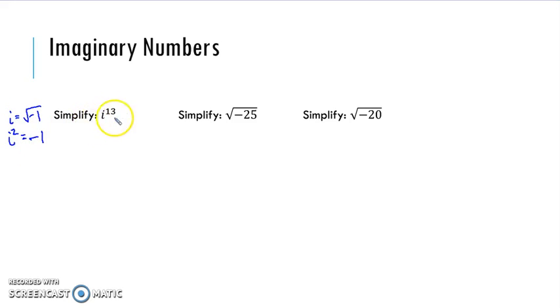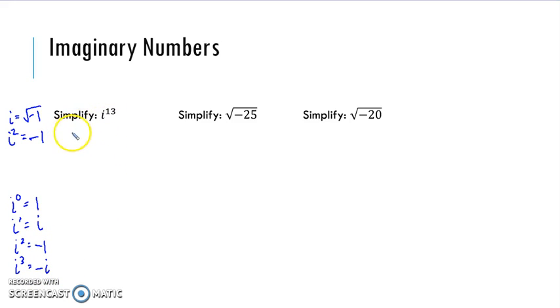Whenever we come to simplify i to a power, we always divide the power by 4, and whatever the remainder is is going to be one of 4 options. You're either going to have a remainder of 0, and i to the 0 power is just 1. You'll have a remainder of 1. Anything to the first power is itself, so it's just i. i squared, that was our definition, is -1. And then i cubed is a mix of i to the first times i squared, which would give us -i.